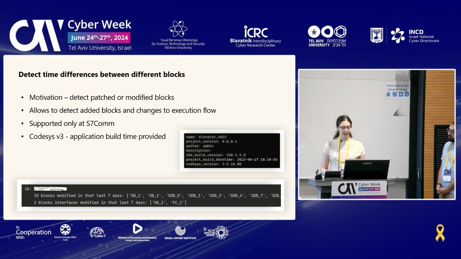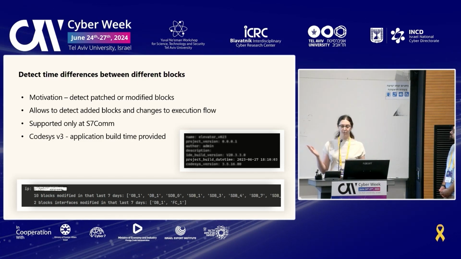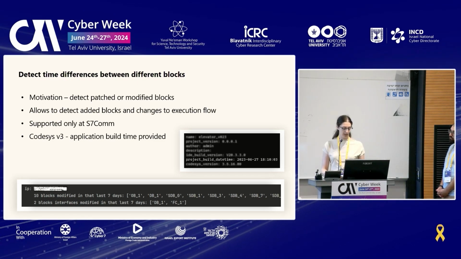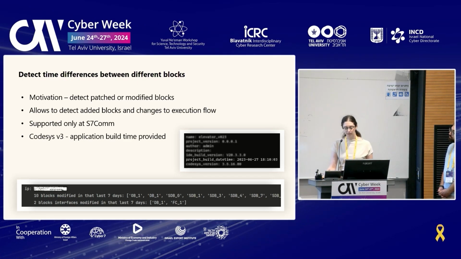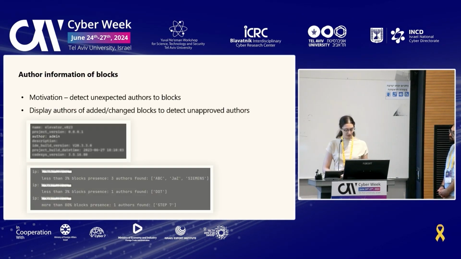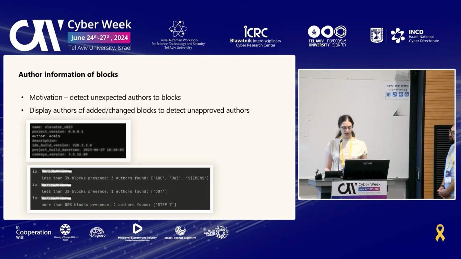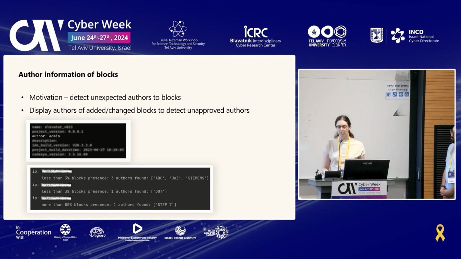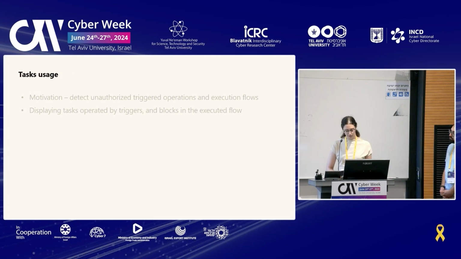So here are the timestamp outliers. In the upper picture, we can see a CodeSys modification datetime of the project. And in the lower picture, we can see output for the Siemens protocol. So this is nice to start to understand when functions were modified. Later on, we have author information, so we can see which authors modified our code.